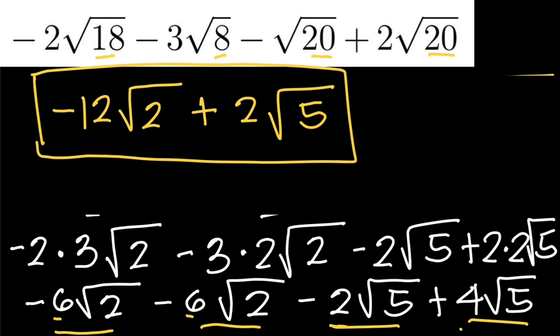Now let's solve another one. Alright, let's say we're given this: negative 3 square root of 18 minus square root of 8 plus 2 square root of 8 plus 2 square root of 8. So we can factor 18, 8, and the other two 8s.